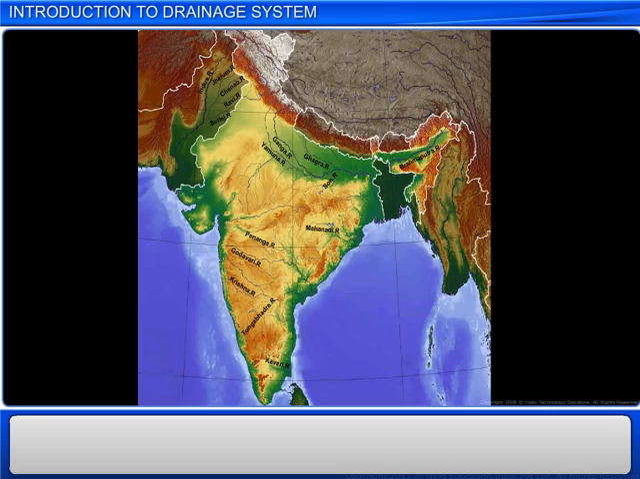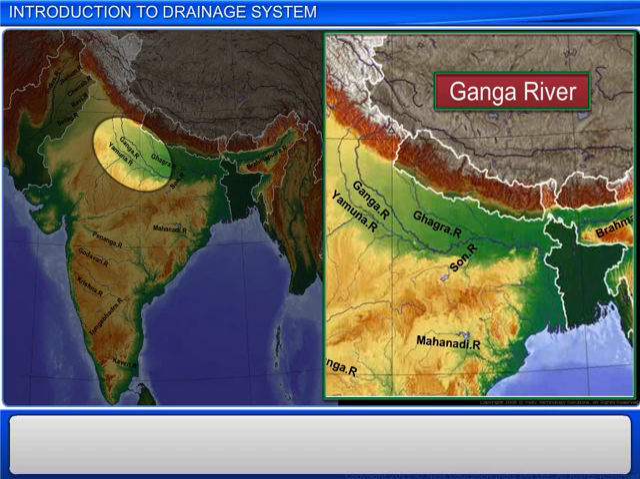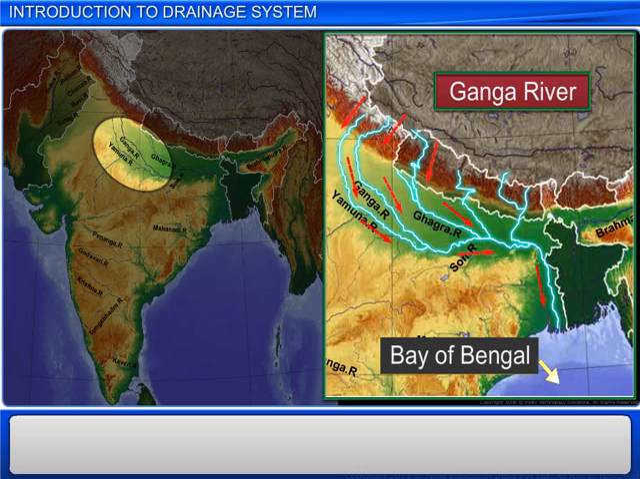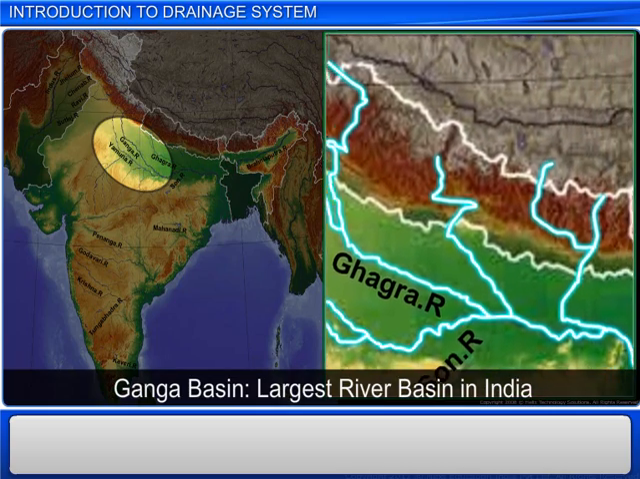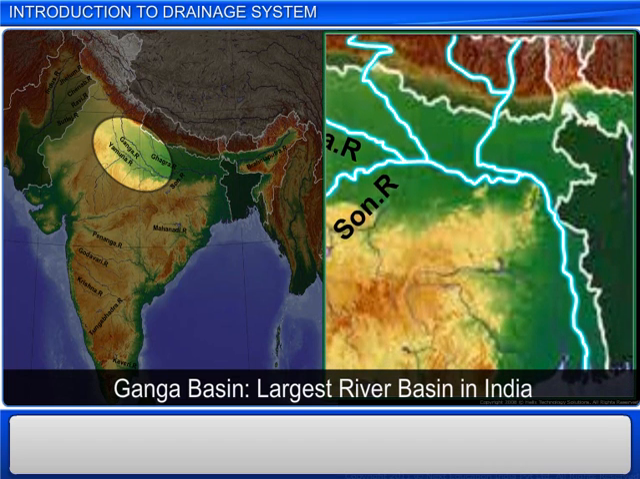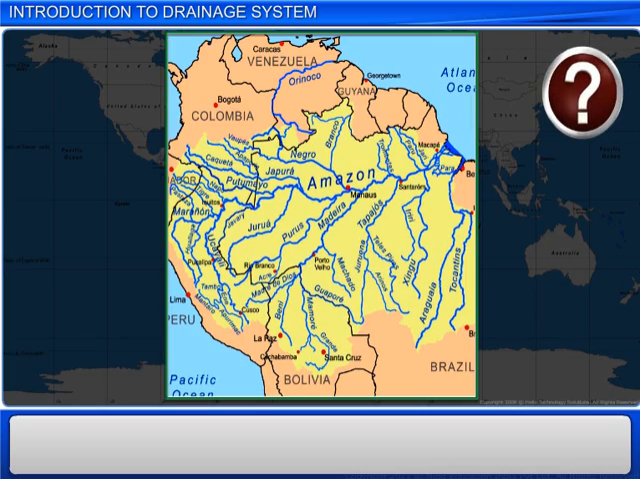For example, if you notice the river Ganga, it flows down from the Himalayas along the northern plains, collecting water from all its tributaries along the way, and finally draining into the Bay of Bengal. Incidentally, the Ganga basin is the largest river basin in India. Did you know? The largest river basin in the world is the Amazon River Basin.